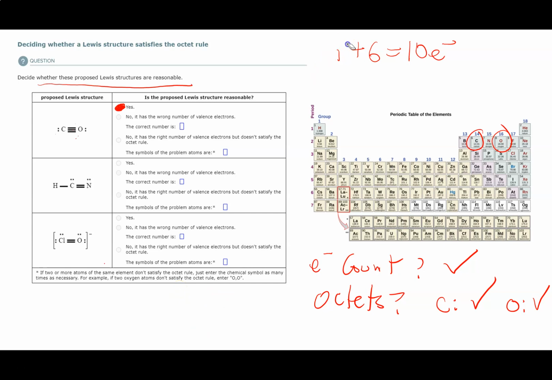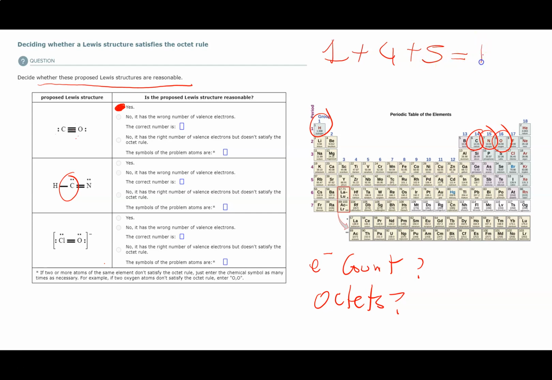Okay, let's move on to the next one. First thing to check is the electron count. Second thing to check is that every atom has an octet. Now, what we want to be aware of in this case is that it's not actually every atom has an octet. It's got hydrogen in there. Hydrogen is going to be happy with 2 electrons because helium is its nearest noble gas. So let's do the electron count. Hydrogen's in group 1A, so that is 1 electron. Carbon is in 4A, so that's 4 electrons. And then nitrogen is in 5A, so that's 5 electrons. That gives me a total of 10 electrons.